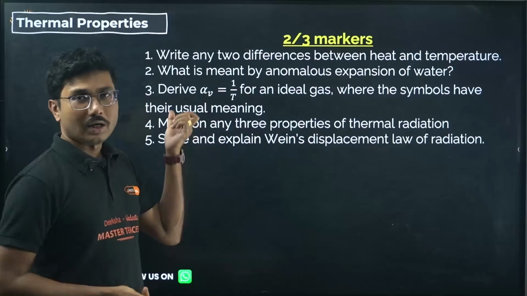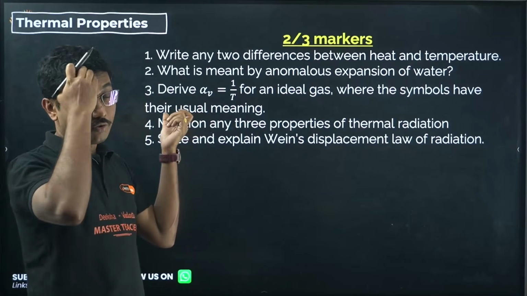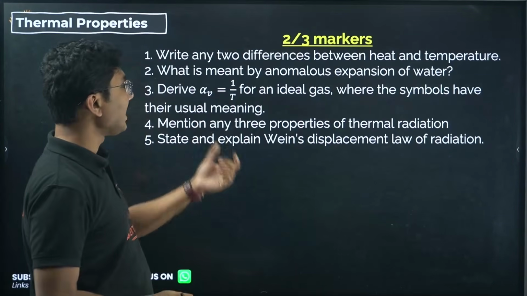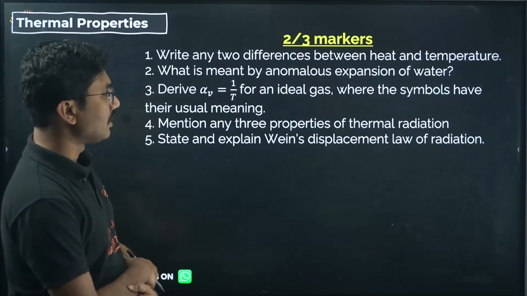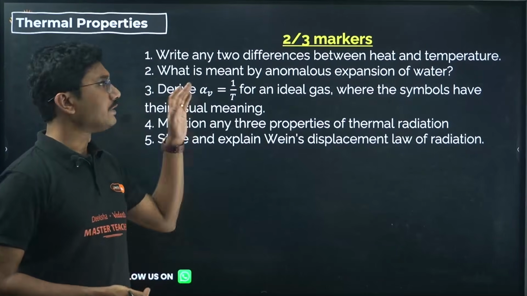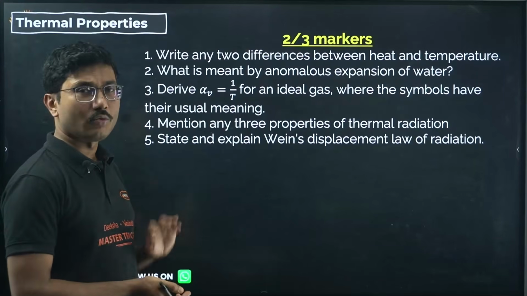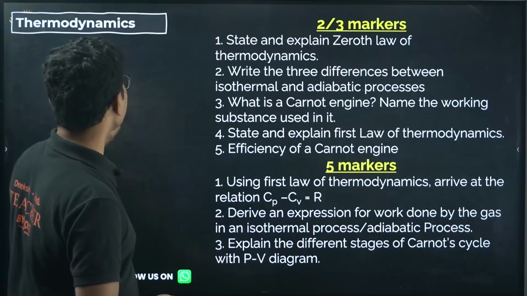So this is the thermal coefficient of volume. Mention any 3 properties of thermal radiation. State and explain Wien's displacement law. So these are the important questions from this chapter. Again, no 5 marker question is going to come from this chapter.